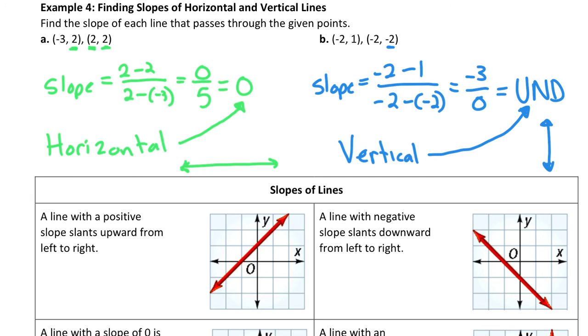So remember when you get 0, or when you get something divided by 0, whether that's horizontal or vertical, that's going to be an important distinction we make later on.